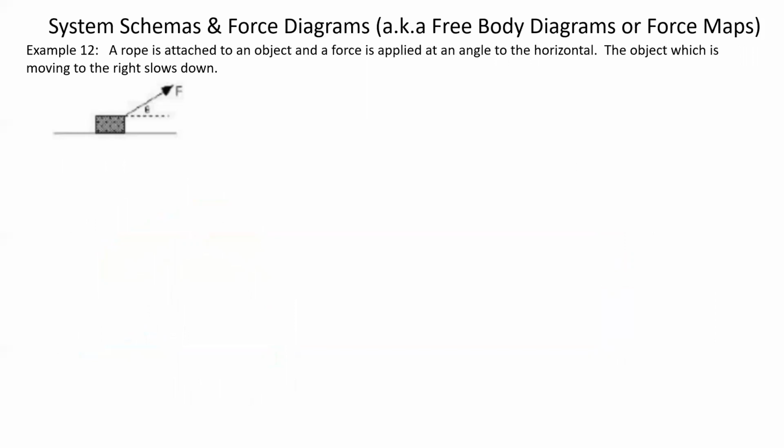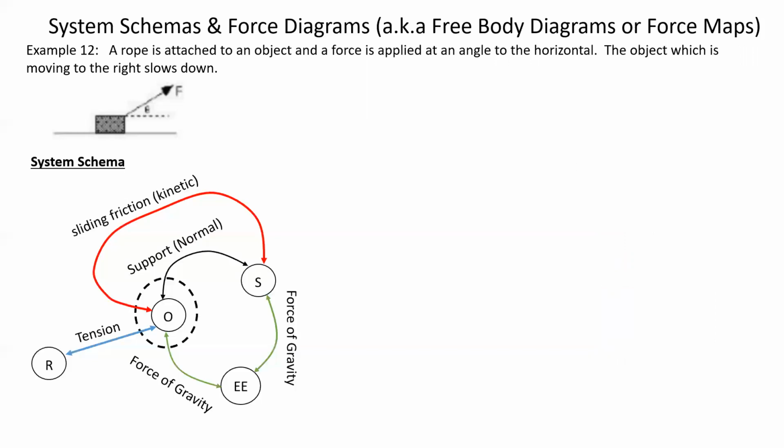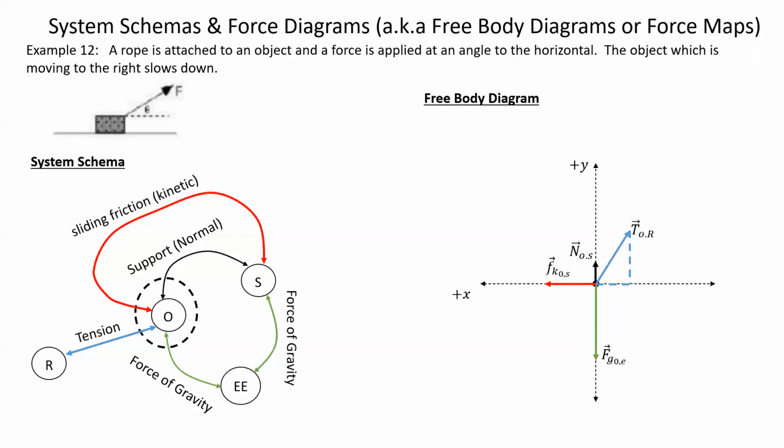A rope is attached to an object and a force is applied at an angle to the horizontal. The object, which is moving to the right, slows down. Looks similar to the last one's system schema, but the force diagram is a little bit different this time. Notice again the positive x-axis has moved. That's because the kinetic friction force is now larger than the x component of the tension of the rope. Again, this is a situation where it's not balanced. Although the gravitational force exactly balances the sum of the normal and the y component of the tension, the x components of the tension and the friction do not balance. They don't cancel. So the net force is not zero. In fact, the net force will be the difference between the friction force and the x component of the tension.